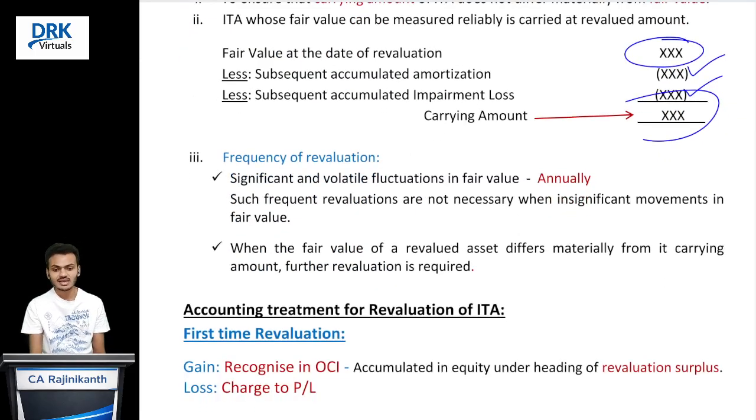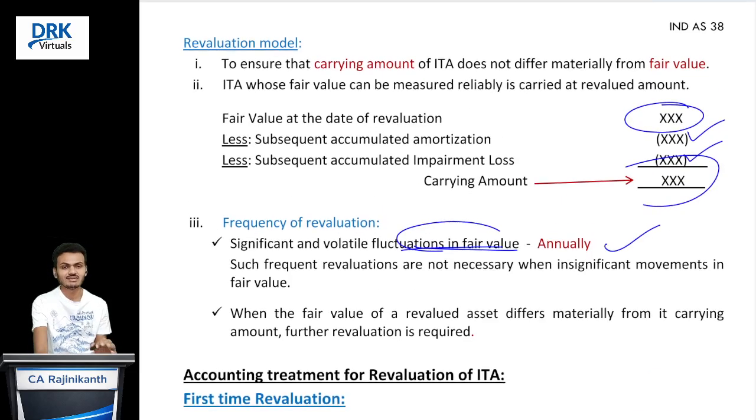The standard is saying that if the fair value fluctuations of your intangible asset are significant and volatile, then only you go for annual revaluation. Otherwise, you should not. Revaluation once in 3 years or once in 5 years is sufficient in that case. Okay, at the time you go for revaluation, be it annual or once in 3 years or once in 5 years.